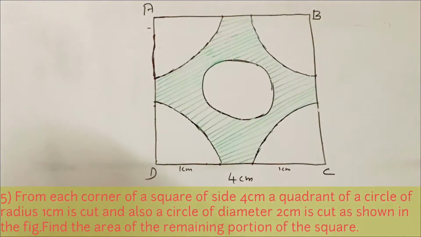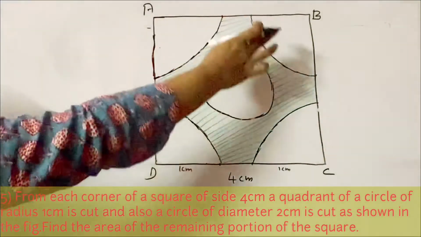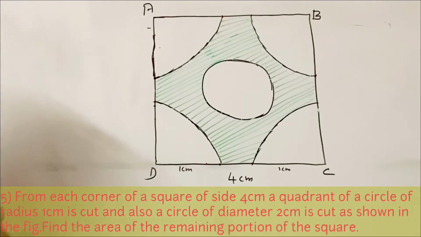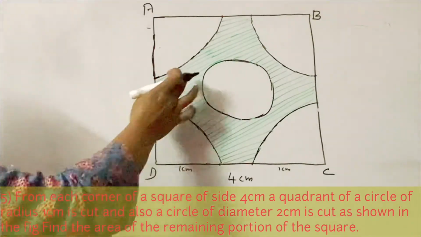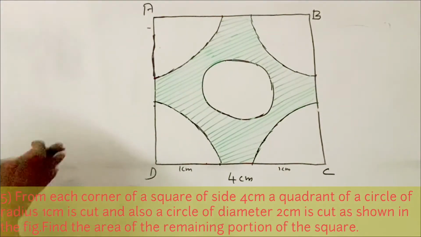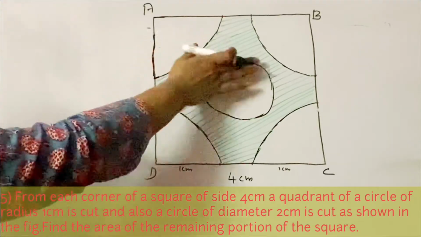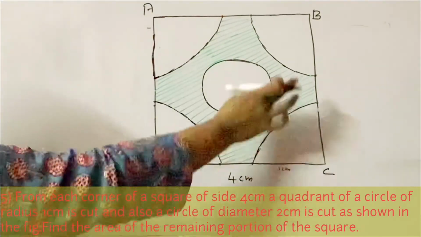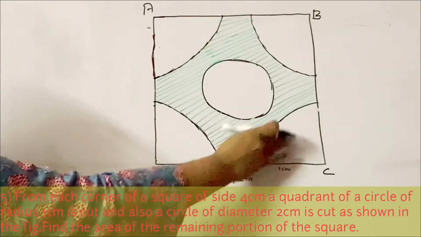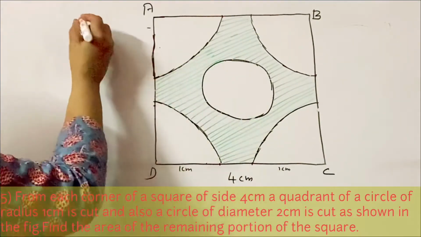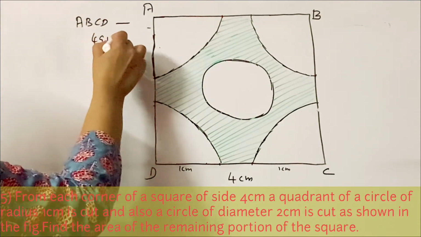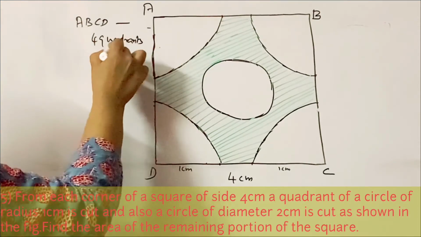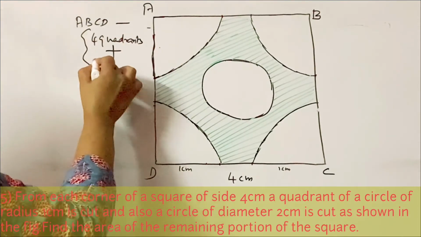Question number 5, we want to find out the area of the shaded part. Here you can see a square of side 4 centimeters, 4 quadrants at the 4 corners of the square, and a circle in the middle. So the area of the shaded part is equal to the area of the square minus these 4 quadrants and the circle, isn't it? So area of ABCD minus 4 quadrants plus area of the circle.